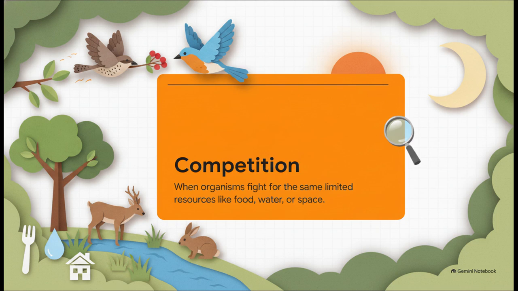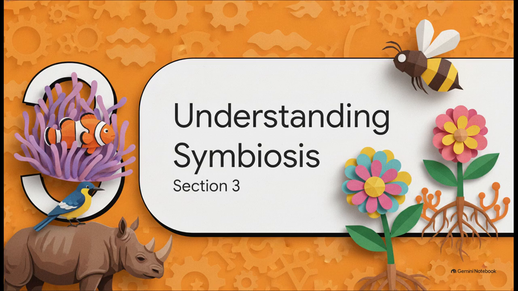If they both rely on the exact same type of nutrient-rich berry for food, they're in intense competition. Every single time the dawn bird eats a berry, well, that is one less meal available for the dusk bird. If one population booms, the other might struggle simply because the food is gone before they even wake up. It's a silent daily battle for food, water, and space, where the combatants don't even need to look each other in the eye. Which brings us to Section 3, understanding symbiosis.